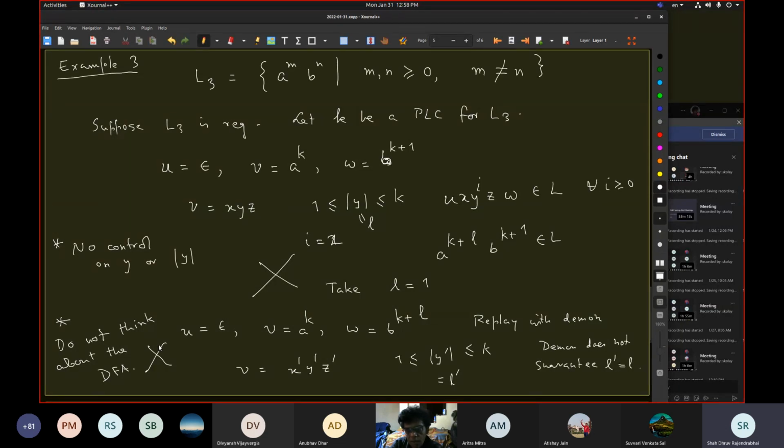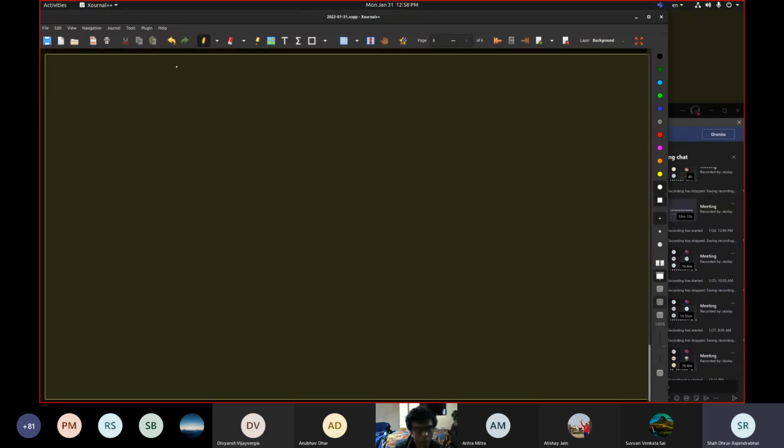So when you apply the pumping lemma, do not think about the DFA. Because K may be different from the number of states of the DFA, as we have seen. Okay. So how to supply a proper proof?